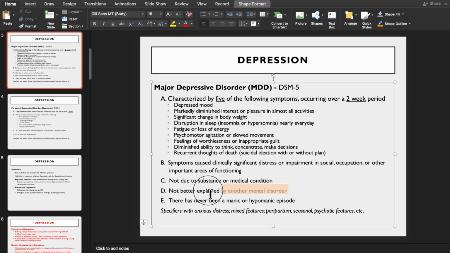D, not better explained by another mental disorder. Many disorders overlap, meaning that there are a lot of symptoms that are also criteria for other disorders.